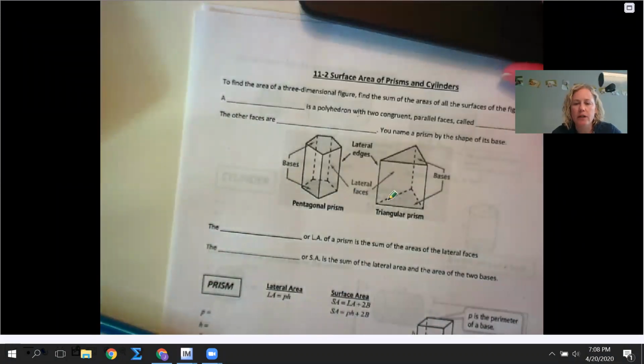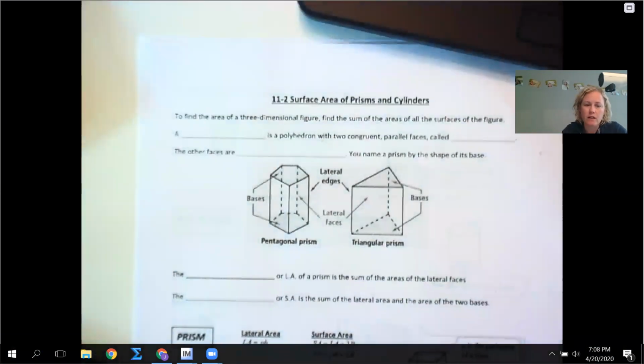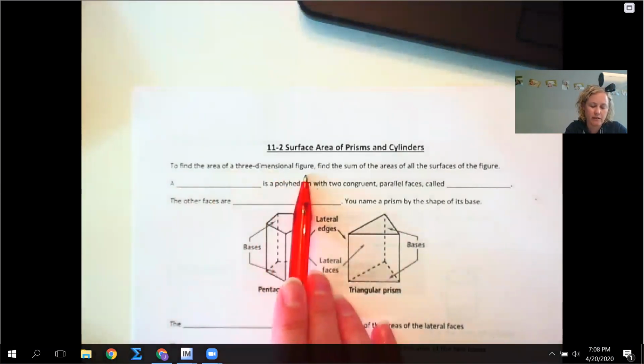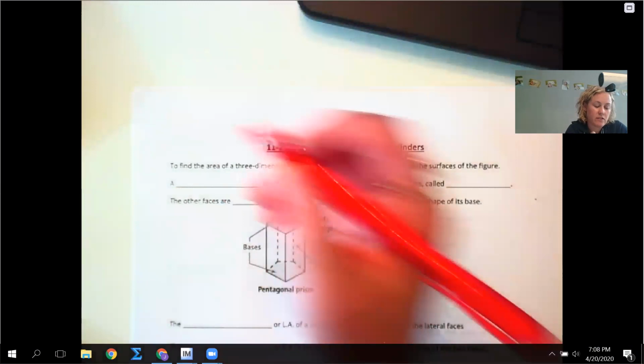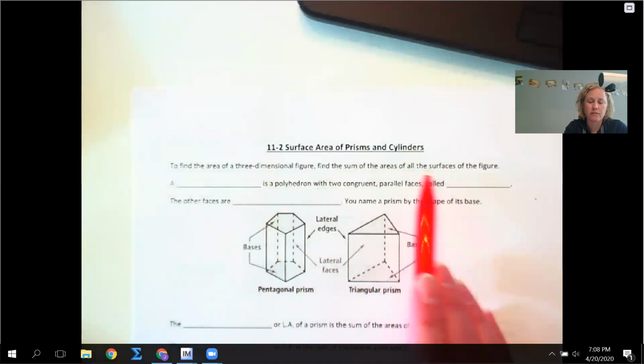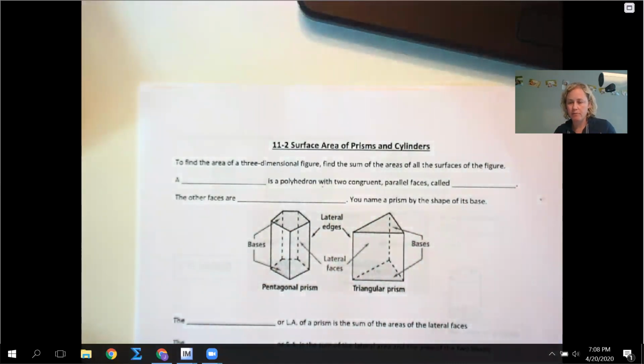All right, so here are our notes. You're going to fill these out with me. It says to find the area of a 3-dimensional figure, and we should really say to find the surface area of a 3-dimensional figure, find the sum of the areas of all of the surfaces of the figure. So we said basically there were 6 sides to that box. You take the area of all 6 sides and add them together, that gives you the surface area. But instead of having to do 6 separate problems, we can do this a lot faster by using a formula. And we just talked about that formula. We'll write that down here in just a minute.